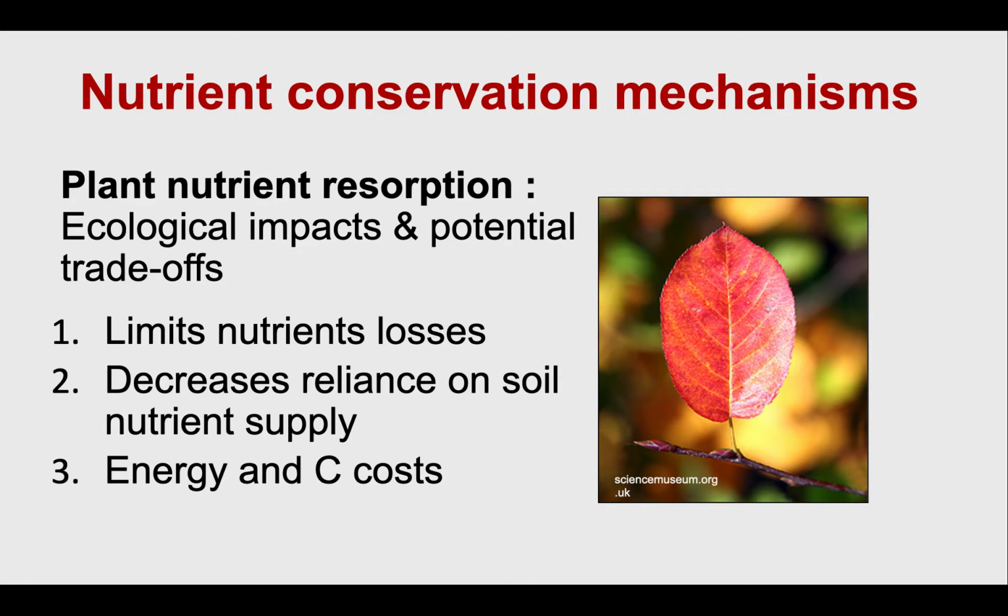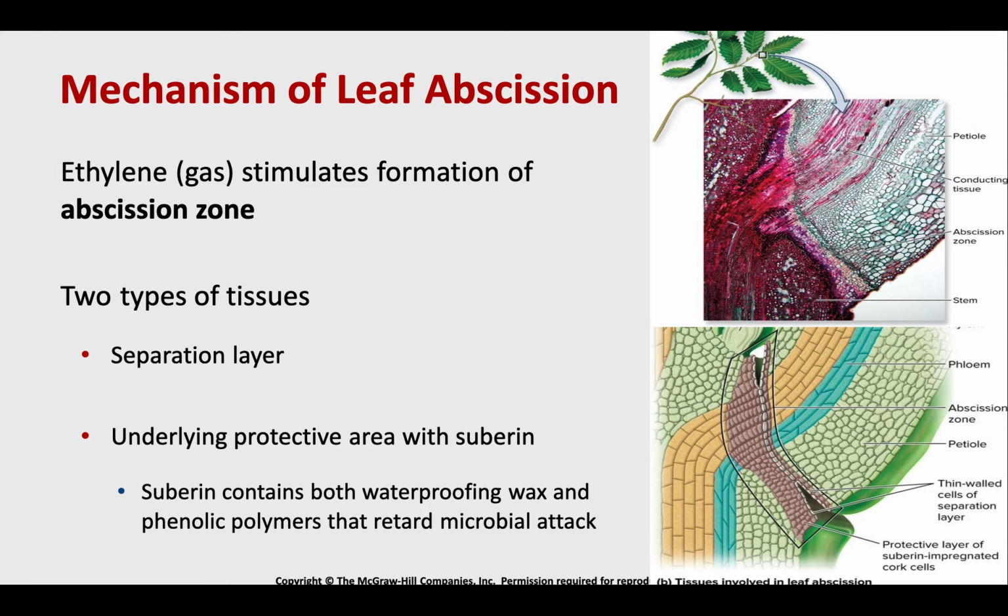And the energy and the carbon cost is kind of a trade-off there. It takes some energy to break down the nutrients and bring them back into the plant. But it's a trade-off, because if you don't have access to a lot of nutrients, it might be beneficial to use some energy to hang on to those nutrients. So it's very much a trade-off in these energy costs. All right, so how does a leaf actually fall off of a plant?